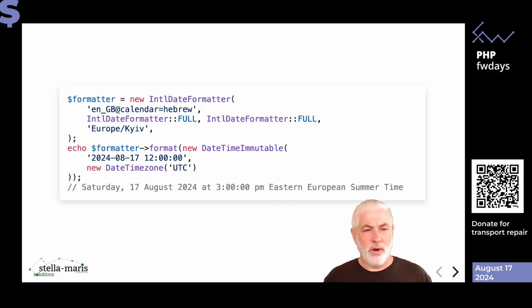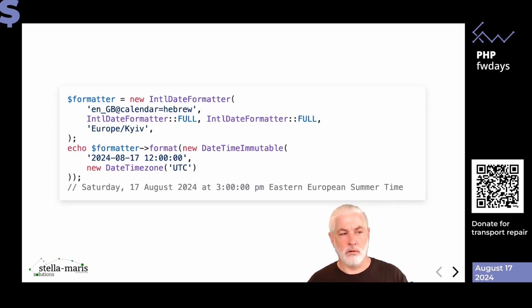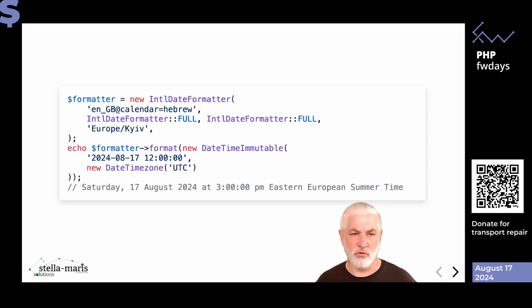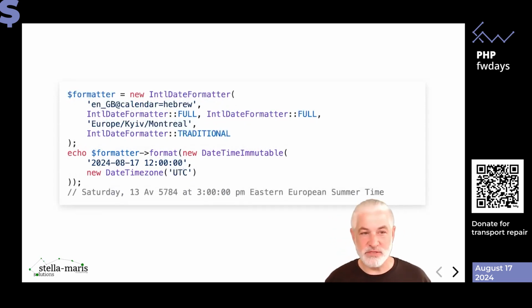But wait a second. We have this calendar equals Hebrew in here. That's not Hebrew. That's still Gregorian. Yeah, because the Intl date formatter is kind of specific. You need to explicitly tell it, you know what, I want the traditional formatting. And then it actually tells you, yes, today is Saturday, 13th of 5784 at 3 p.m. Eastern European Summertime, which is the Hebrew date.